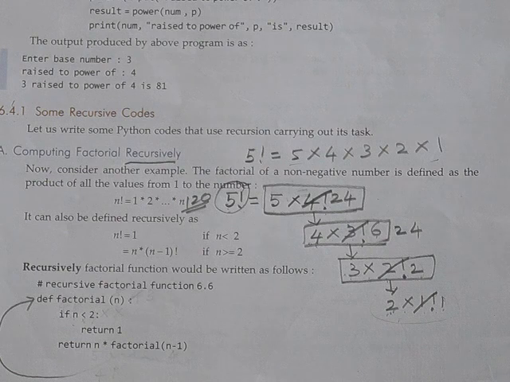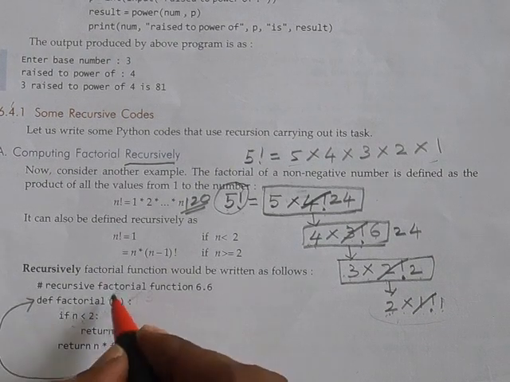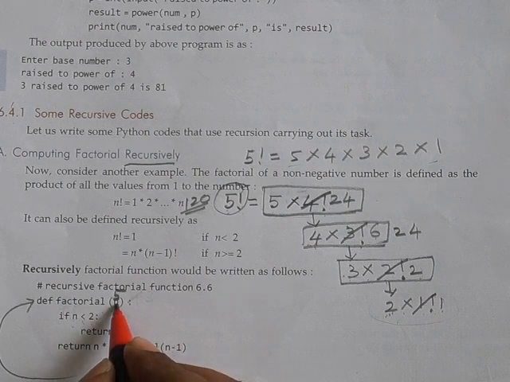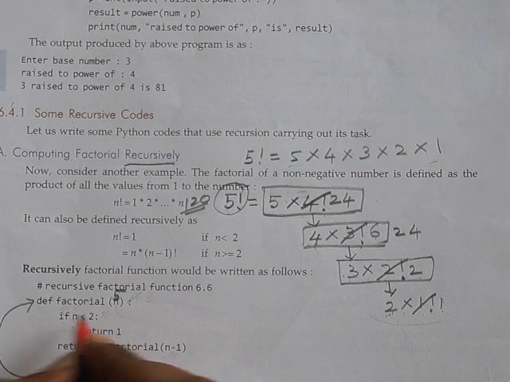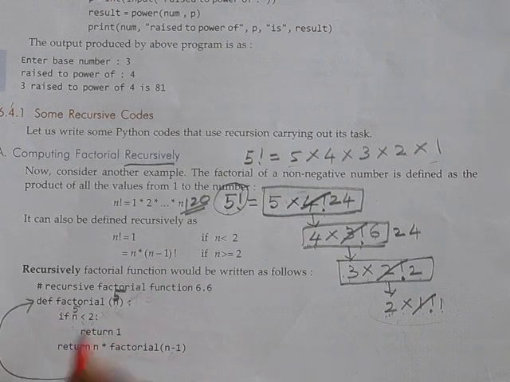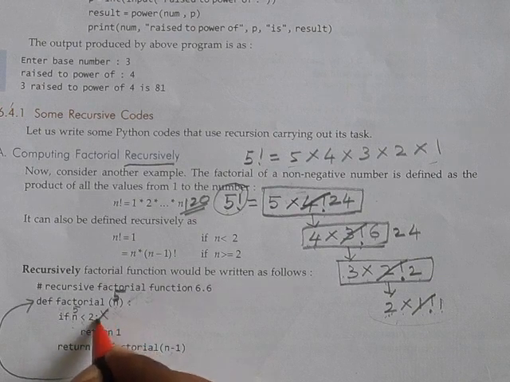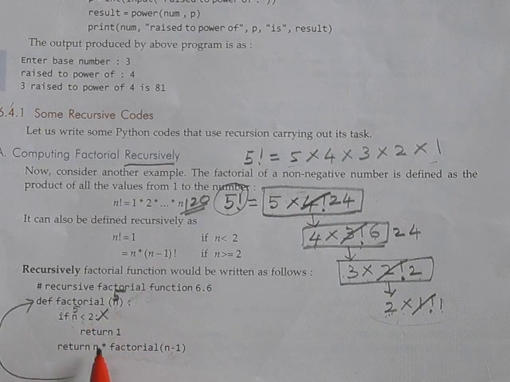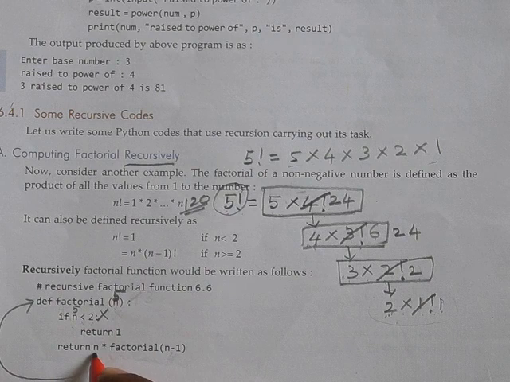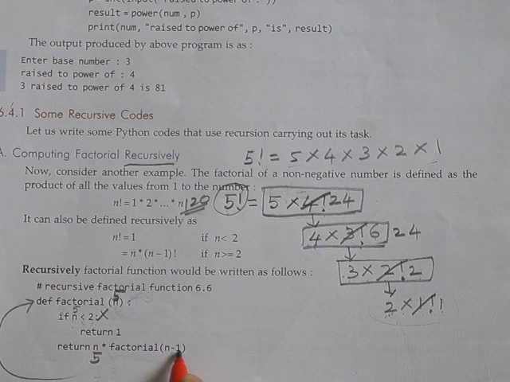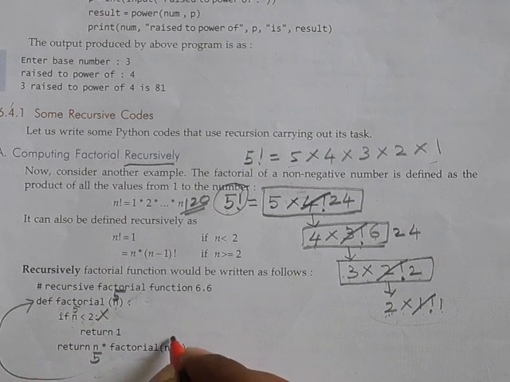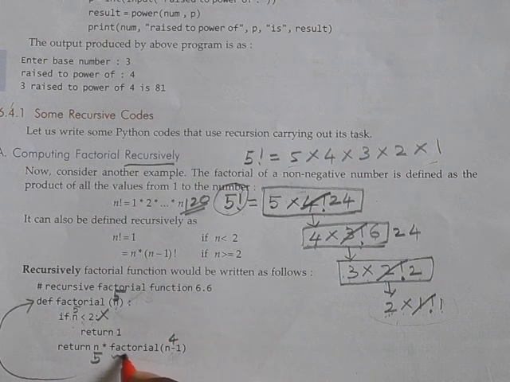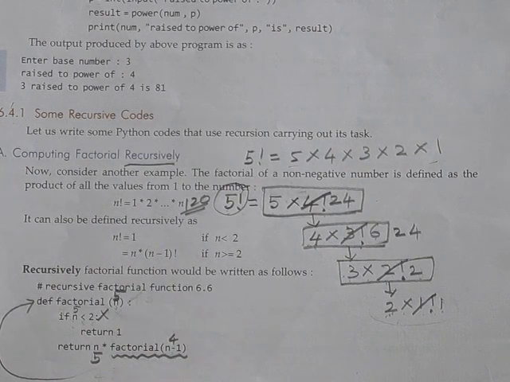Suppose n receives the value 5. So it will come here. 5 less than 2, the condition is false. That means it will come here. So n means 5. So 5 into factorial function. So here 5 minus 1. So n value is 5. So 5 minus 1 is 4. So what is this one? Okay, it is just like that.